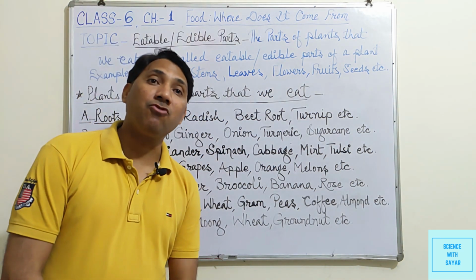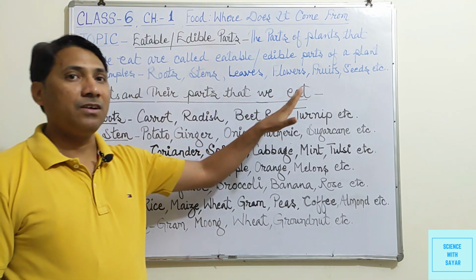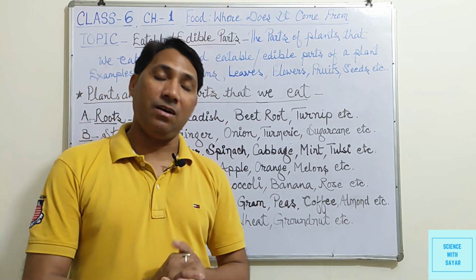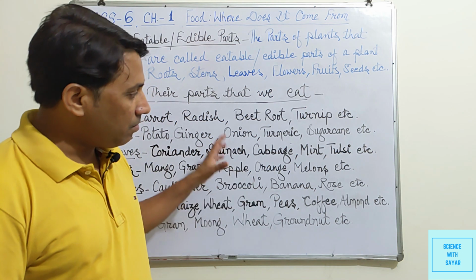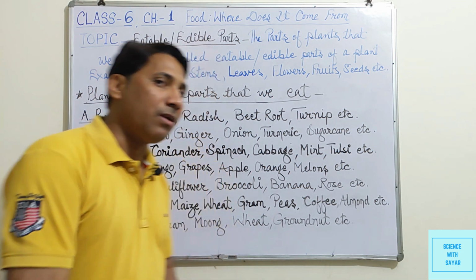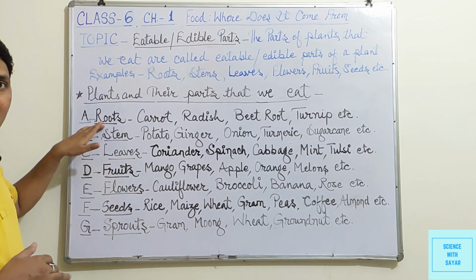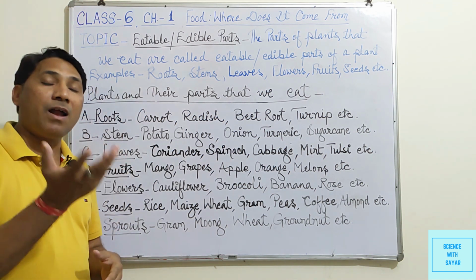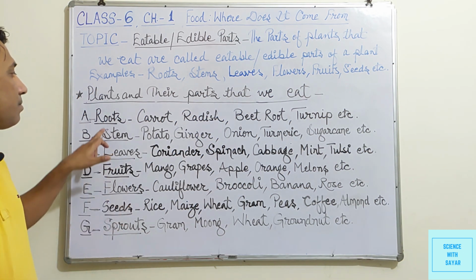It means the eatable parts of a plant are the plants and their parts that we eat. In some plants we eat their root parts, in some we eat flower parts, in some we eat fruit parts, etc. So these parts that we get from the plants, we will study one by one. First of all, roots.